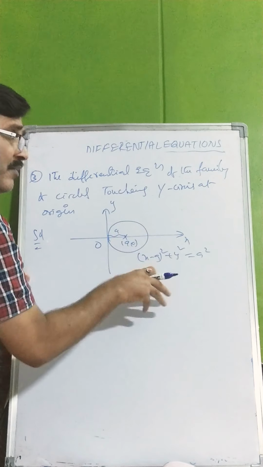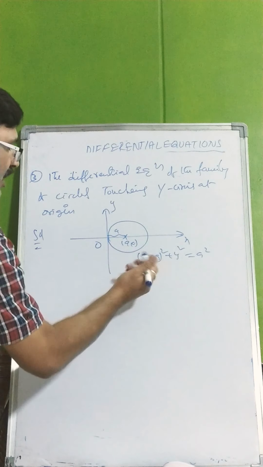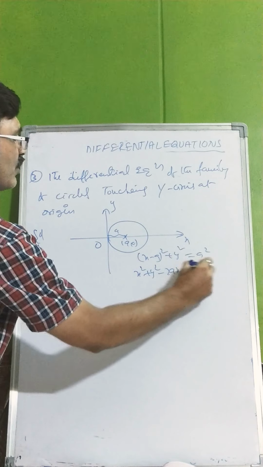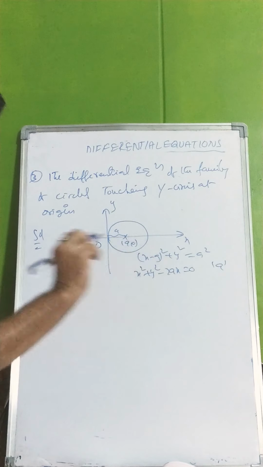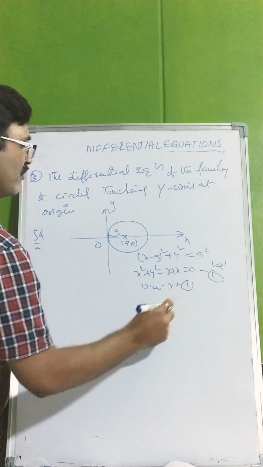First of all, we are writing here how many arbitrary constants there are, etc. We have to decide. So now x square plus y square minus 2ax equal to 0. How many arbitrary constants? Only one arbitrary constant. So differentiate how many times? One time. This is your equation 1.